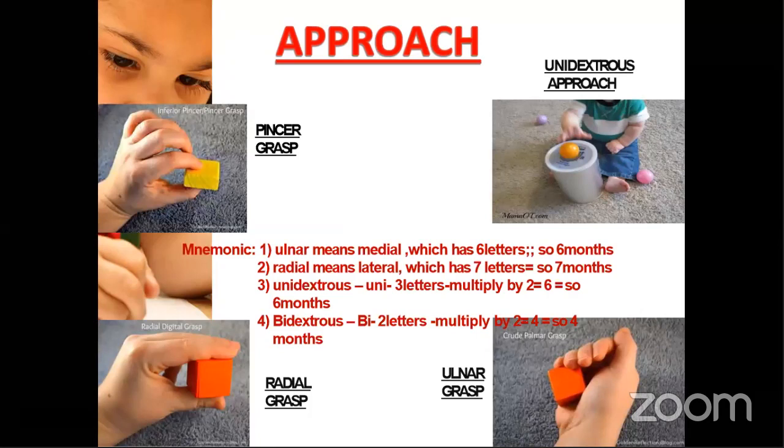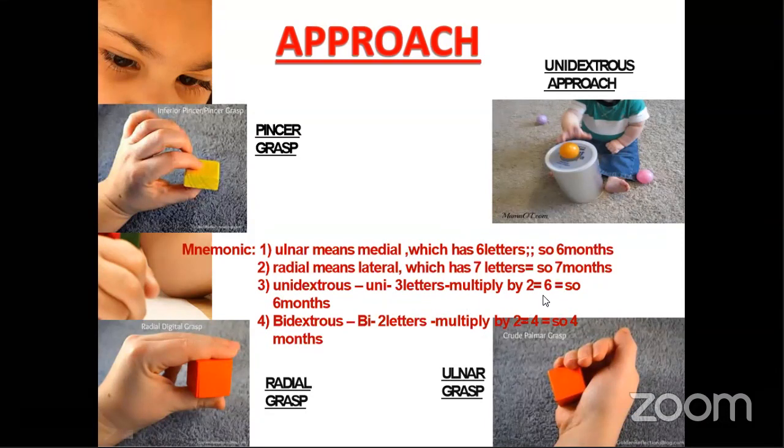Unidextrous approach. See here, approaching the object with a single hand. That's the unidextrous approach. Bidextrous, both the hands, you can see. Radial grasp: with the help of the thumb and the 2 fingers, the child is able to hold. Ulnar grasp: with the little finger and the ring finger, the child is able to hold. Here, how to remember: ulnar means medial, which has 6 letters. That is 6 months. Ulnar is the medial, no? So medial.